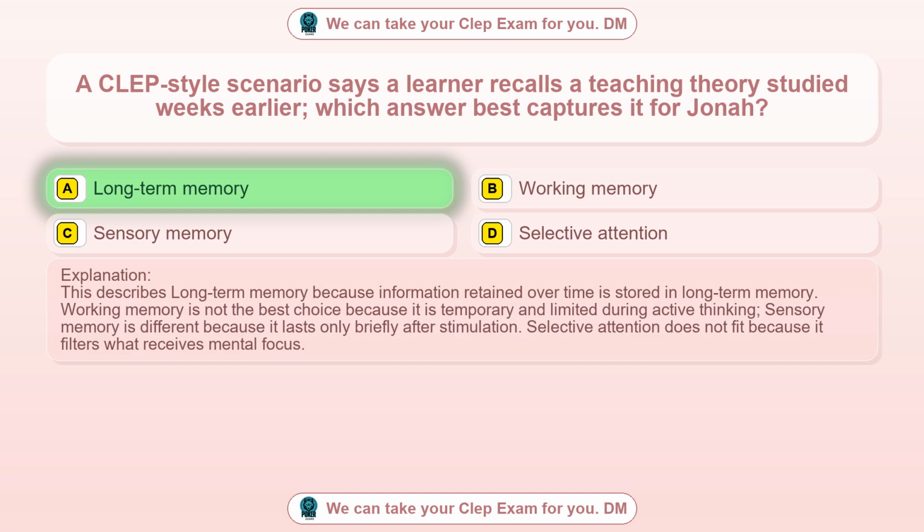This describes long-term memory because information retained over time is stored in long-term memory. Working memory is not the best choice because it is temporary and limited during active thinking. Sensory memory is different because it lasts only briefly after stimulation. Selective attention does not fit because it filters what receives mental focus.